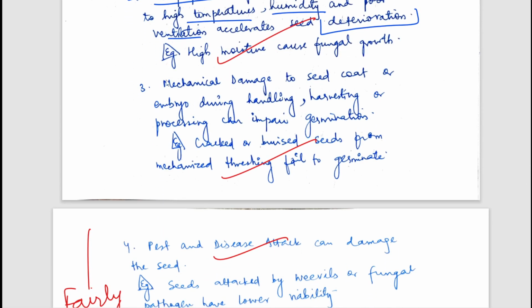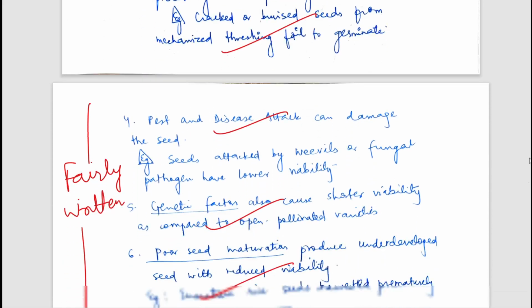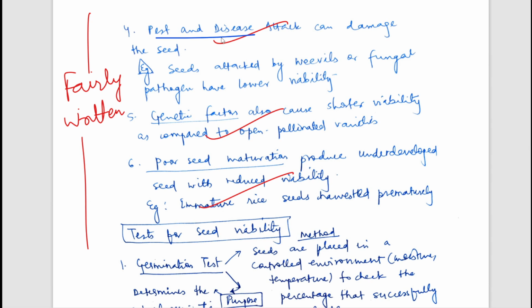Next, there could be mechanical damage, as I said, to the seed coat or the embryo during handling, harvesting, or any process, which can lead to loss of seed viability. There could be pest and disease attack, which we have just discussed. There could be some genetic factors which can also reduce the viability of seed. There could be poor seed maturation. The seeds have been harvested before maturation. If the seed is immature, its viability will certainly reduce, and it will be seen in the germination process of those seeds.